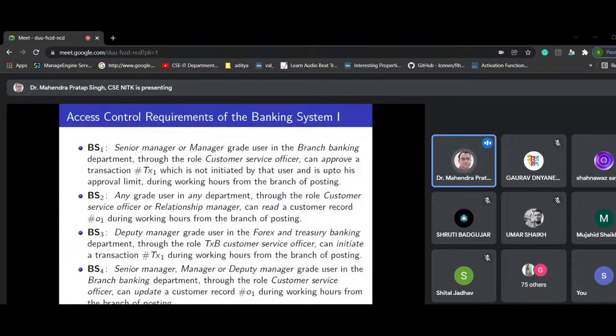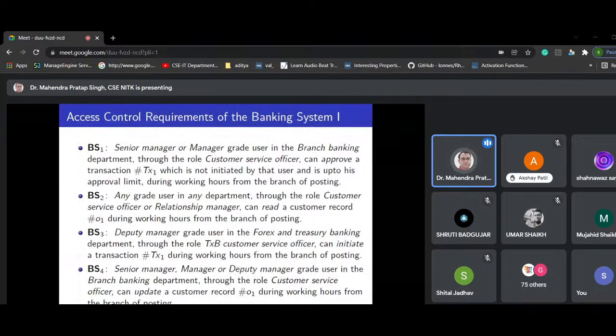Fine. Similarly, requirement 3: a deputy manager grade user in the Forex and Treasury department, through the role TXP customer service officer, can initiate a transaction, as I told you, again during working hours from the branch of posting. Similarly, the 4th requirement is that a senior manager, manager or deputy manager grade user in the branch banking department, through the role customer service officer, can update a customer record during working hours from the branch of posting. So these are the 4 basic requirements. Like that, various other requirements are there, and for each and every requirement an access control policy is defined.